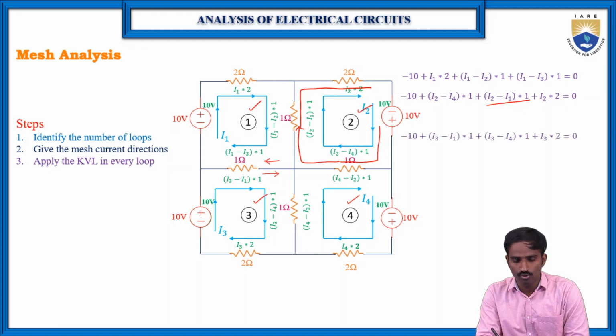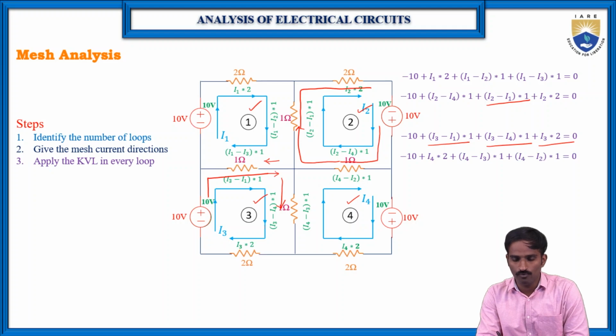Then in the same way, loop 3, we will start from here again. So 10, and here the voltage across the 1 ohm resistor is (I3 minus I1) into 1, and then the voltage across the 1 ohm resistor here is (I3 minus I4) into 1, then here the voltage across this 2 ohm resistor is I3 into 2, equal to 0.